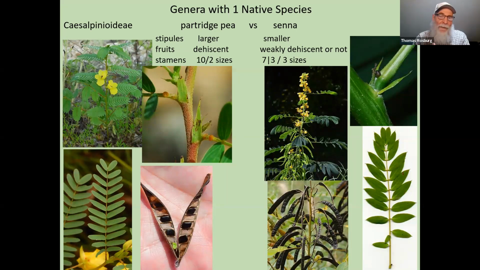Okay, well, let's get started. We're going to look at a few of these. Again, we're not going to be able to look at everything. Let's start here with some of the genera that just have one native species. So what you see here, I'm going to compare these 2 here. This is partridge pea, which is Chamaecrista fasciculata, with Cassia marilandica, Senna.